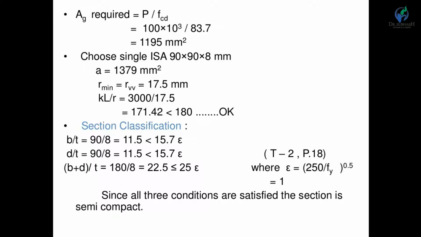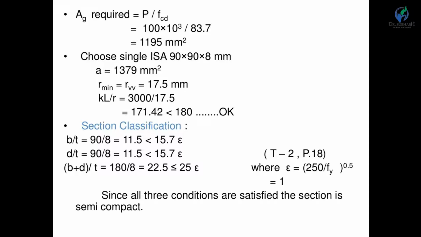Now we design a single angle. So for that you have to take P equal to 100 kilonewton, converted into Newton. So it is 100 into 10 raised to 3 Newton divided by fcd. We have already calculated fcd as 83.7. So the gross area required is 1195 mm square. It means to resist 100 kilonewton compressive load, you require a gross area of 1195 mm square. So we choose one trial section from the steel table whose area should be more than 1195 mm square.